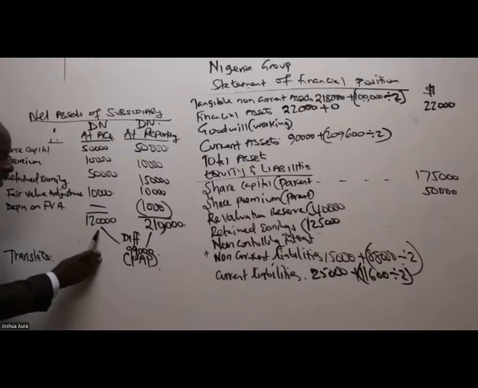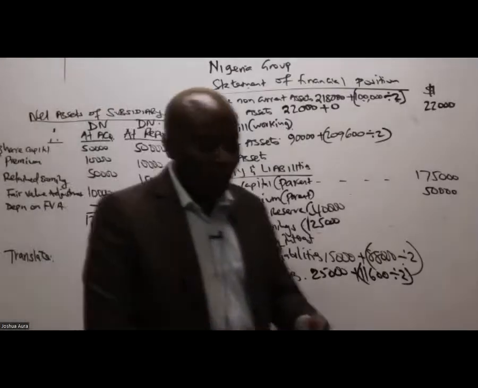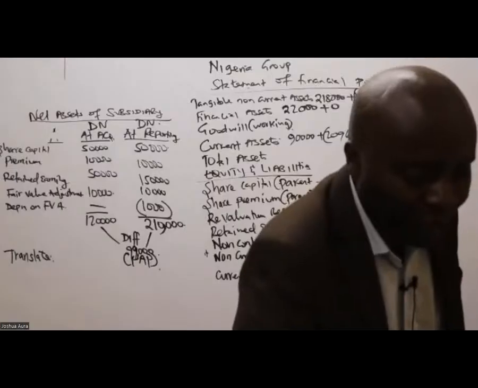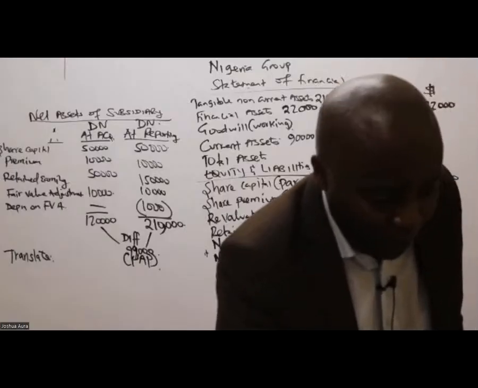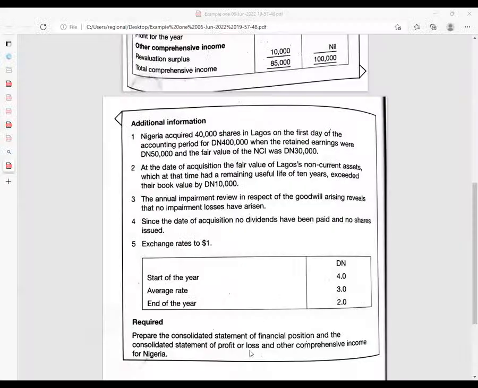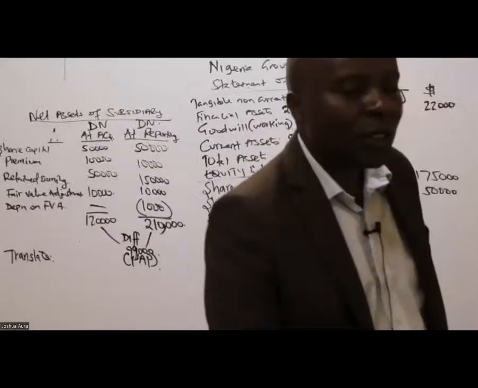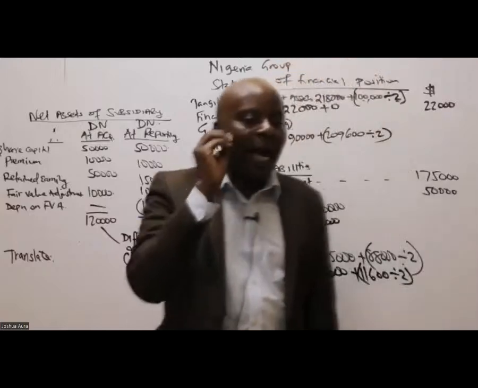At acquisition, please use the acquisition rate. Do we have the acquisition rate? Oh, yes. Remember, we acquired this subsidiary at the start of the year, so the acquisition rate here is 4. To translate net assets at acquisition, always use the acquisition rate.